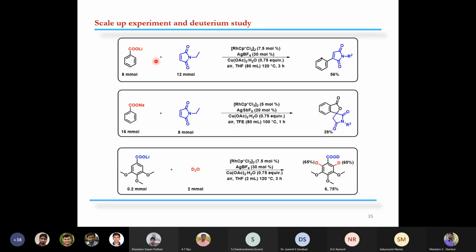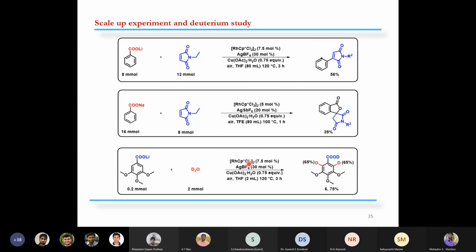After the substrate scope, we have done the scale up experiment, where on the 8 millimole scale, we got 56% of the Heck type product as well as the 4+1 annulation product in 39%. After scale up, we have done the deuterium incorporation reaction, where instead of maleimide, we use D2O as a coupling partner. In that case, we found that deuterium is incorporated at the ortho position of this acid derivative. So this reaction shows that the CH activation step may be reversible.